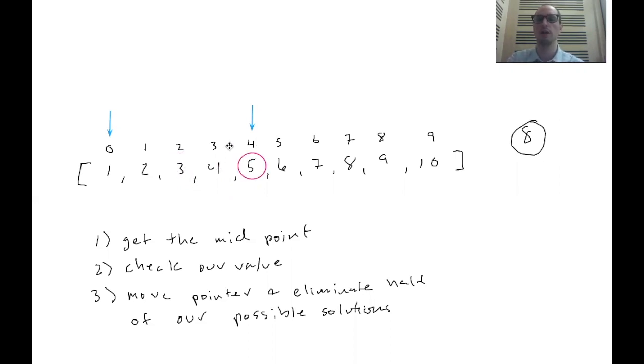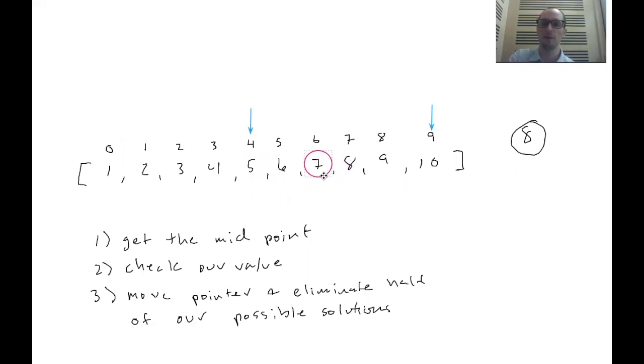So let's go through one round of doing binary search just to get a better idea of how it works. The first thing we're going to do is get our midpoint. Our midpoint is here at 5. And then we're going to check our value. So is 5 equal to 8? No, it's not. So we need to move our pointers so we can eliminate half of our answers, because 5 is less than 8. That means we want to move our low pointer. And we'll reset our midpoint to be the midpoint between 9 and 4, which is, if you sum 9 and 4, that's 13 divided by 2 is 6.5.